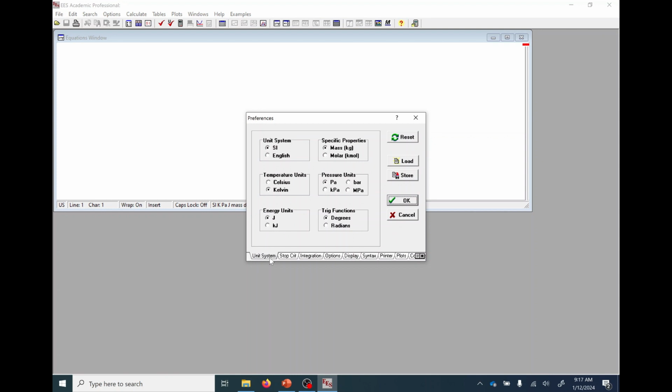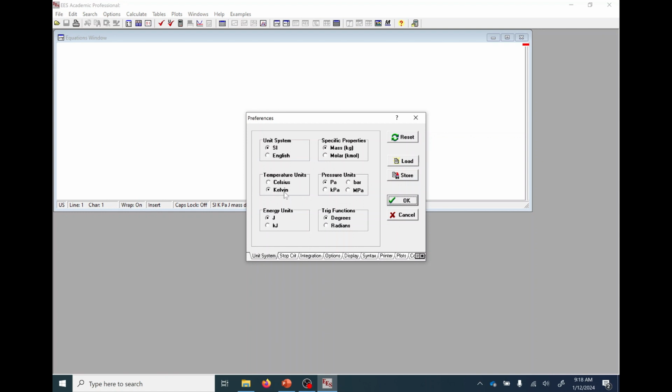I recommend that you always work in what I'll call the base SI units. So that means we're using SI units, which are going to be meters for length. We'll work in mass in kilograms. I recommend you work in temperature in Kelvin, because you can do the calculations for this course in Celsius.